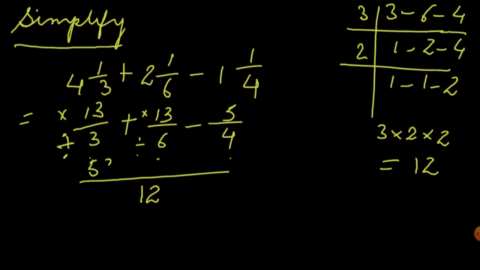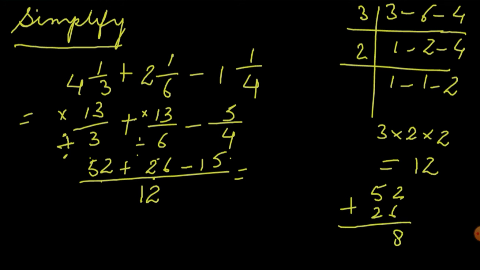13 4s are 52. 6 2s are 12. 12 divided by 6 is 2, so 13 2s are 26. 12 divided by 4 is 3, 3 5s are 15. Now these two numbers are to be added and 15 to be subtracted. So don't take a chance. Add it separately: 52 plus 26 is 78. 78 minus 15, it is 63 upon 12.